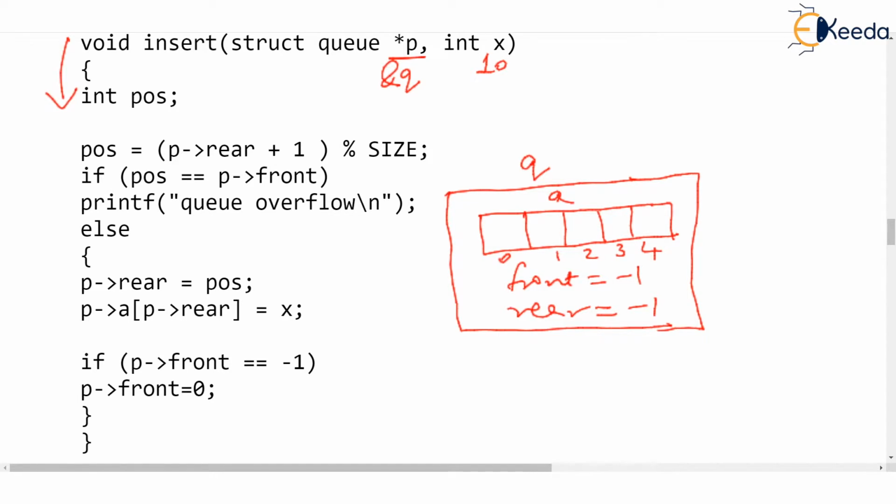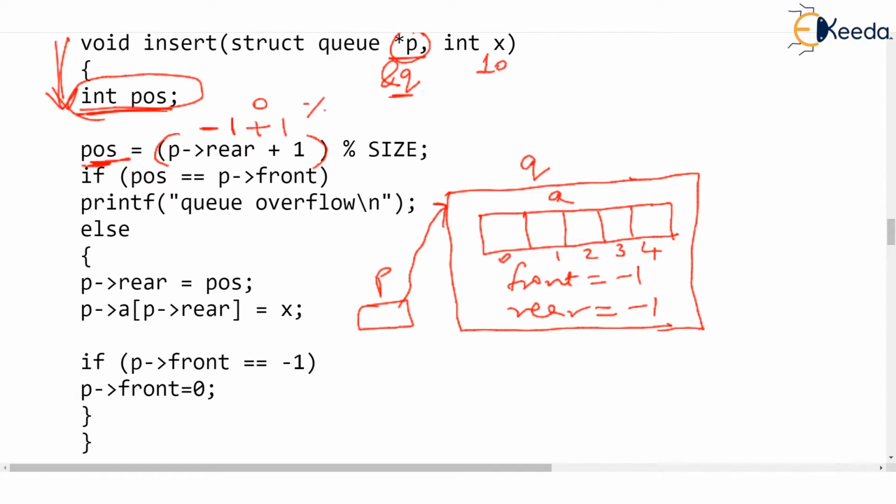We want to insert 10. P as usual is storing address of the queue. Check this. P is storing address of the queue. So P points to queue. Now in this insert function, we have declared one local variable pos, which stands for position. And look how pos is evaluated. Pos is evaluated with this formula, where in the bracket we have p arrow rear plus 1. Note p arrow rear is -1 at the moment. So this will become -1 plus 1, which is 0. And finally, percent SIZE has been written, where SIZE is a constant, 5.